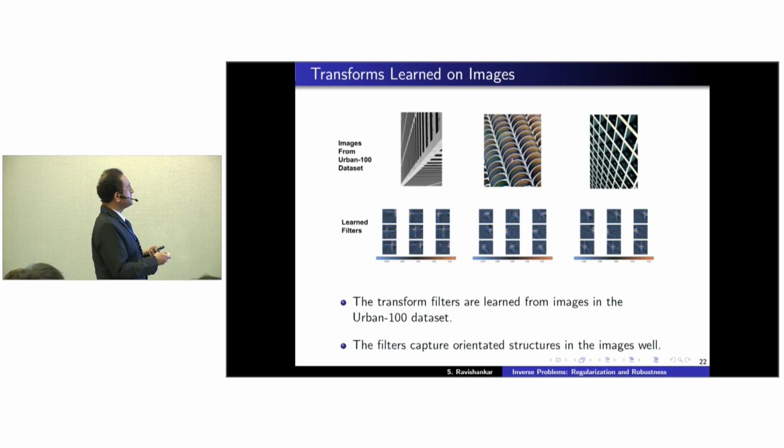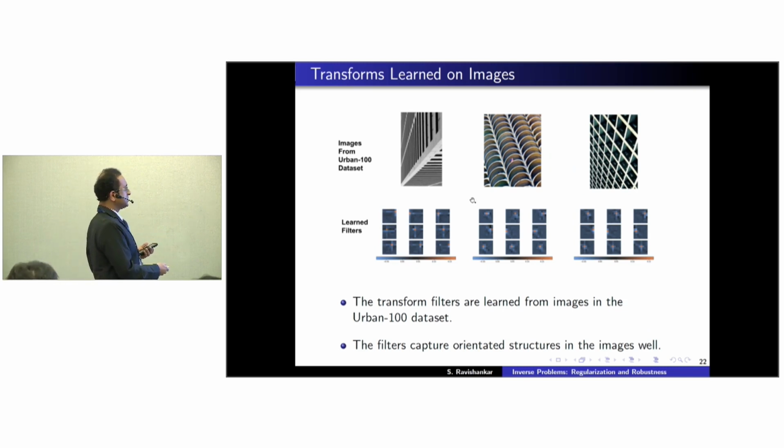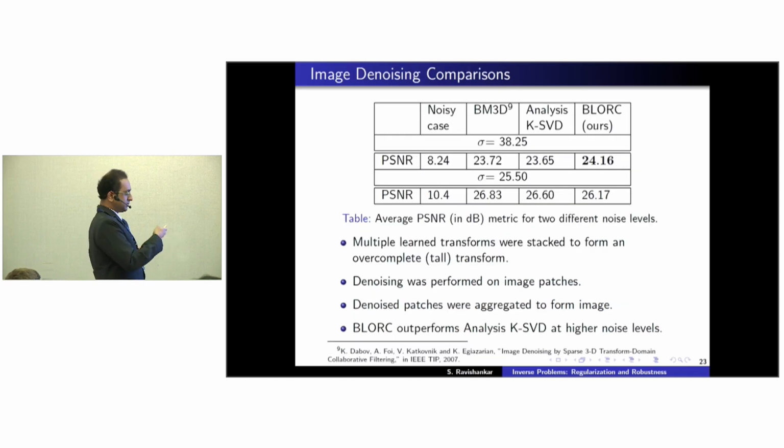And this is for images. We worked with the Urban 100 dataset, where there are many different patterns in the data. So we wanted to see if we can learn different kinds of textures in our filters. And it turns out you can. Then we trained on a set of images and tested on a different set of images.